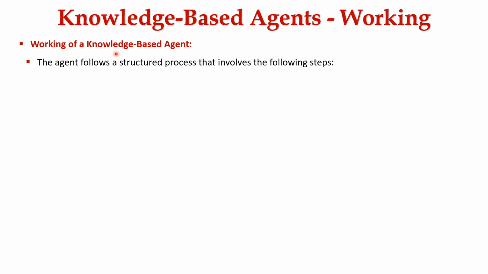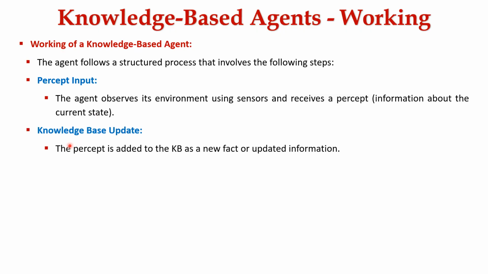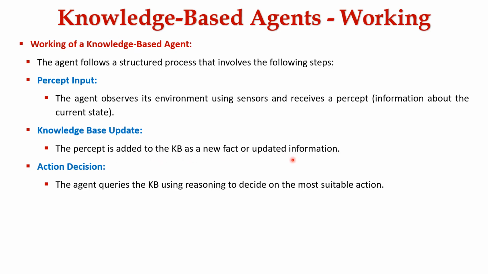Working of a knowledge-based agent follows a structured process that involves the following steps. The first one is percept input. The agent observes its environment using sensors and receives the perception. That is, it receives the information about the current state of the environment. Next, knowledge base update. Here, the percept is added to the knowledge base as a new fact or updated information.